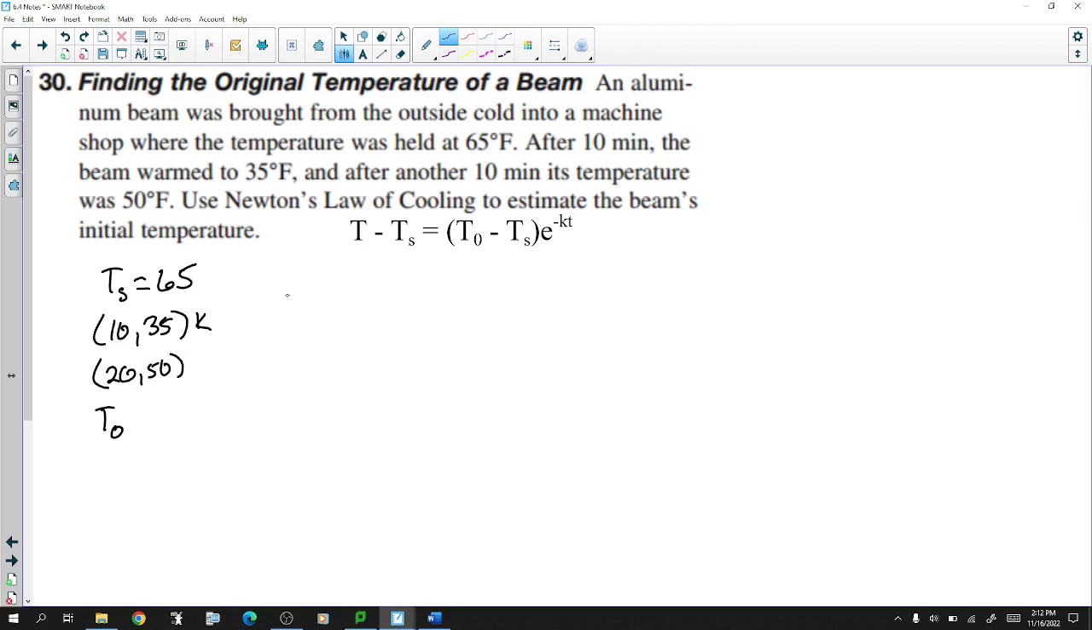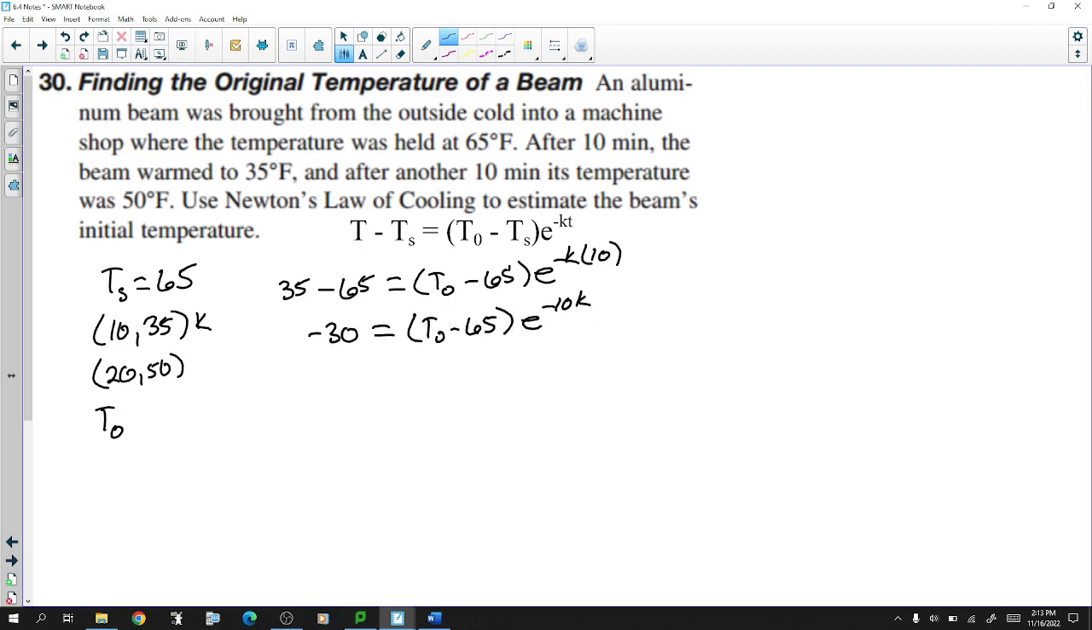All right, well, if we have 35 minus 65, that's equal to T naught minus 65 e to the negative k times, what's the t? The t is 10. Jeez, took me way too long to find that. Negative 30 is equal to T naught minus 65 e to the negative 10k.